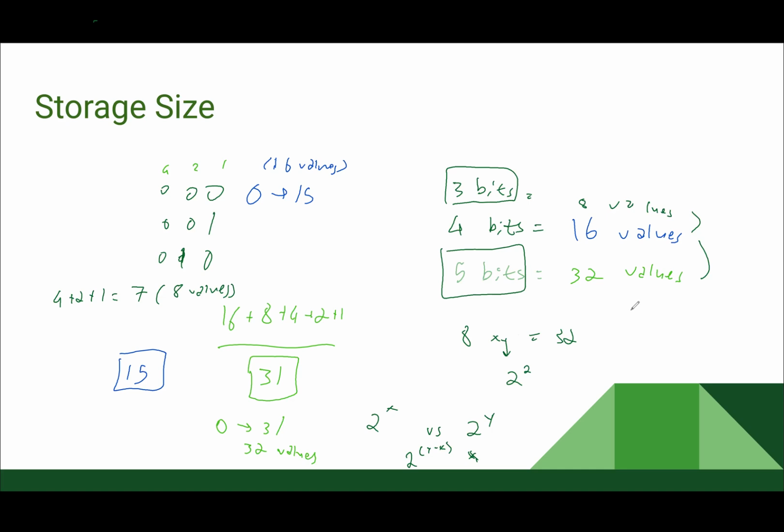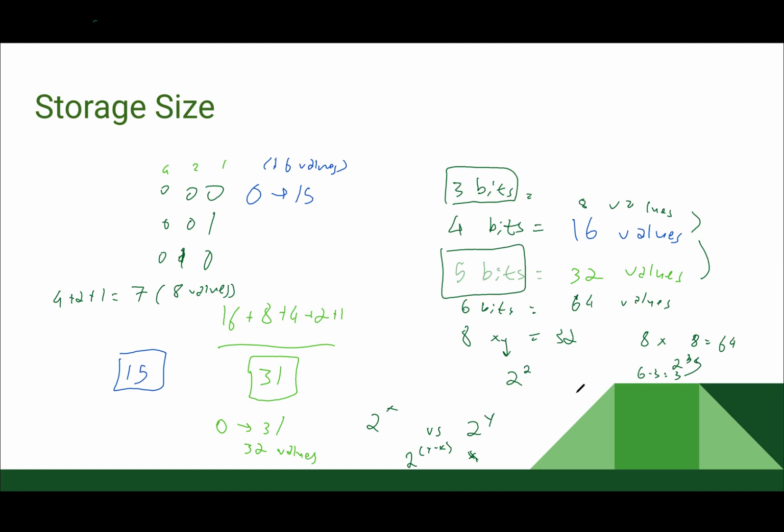So if we go to 6 bits, we double 32, we can store 64 values. What is the relationship between 8 and 64? 8 times 8 is 64, and 8 is equal to 2 cubed. So once again, we see 6 minus 3 equals 3. 2 cubed times as many values.